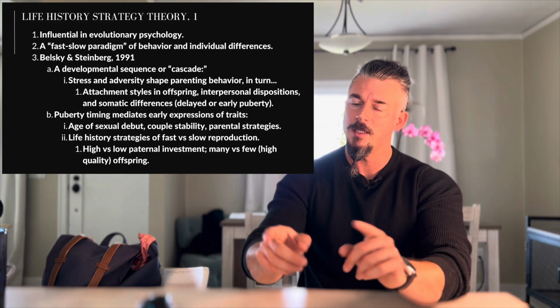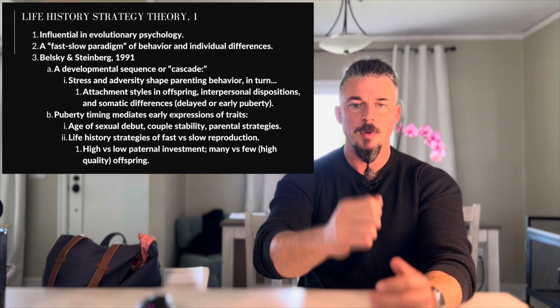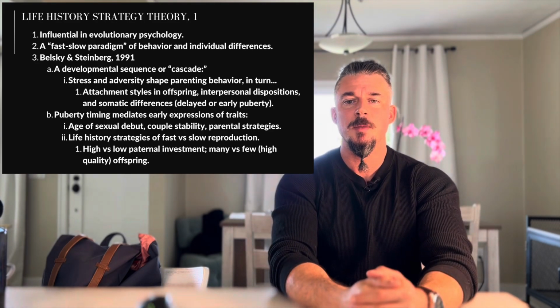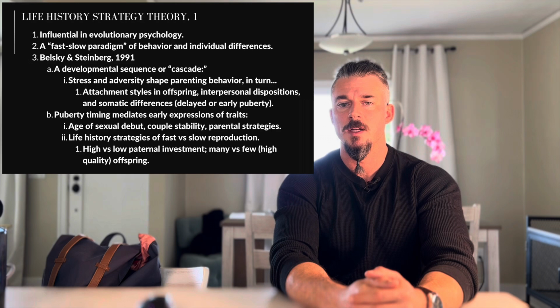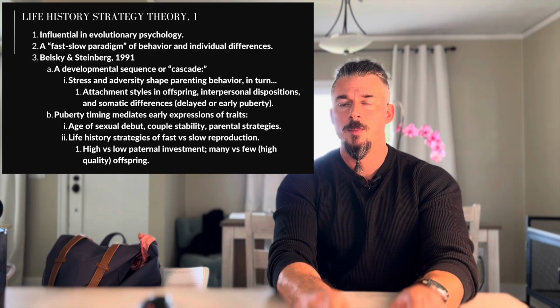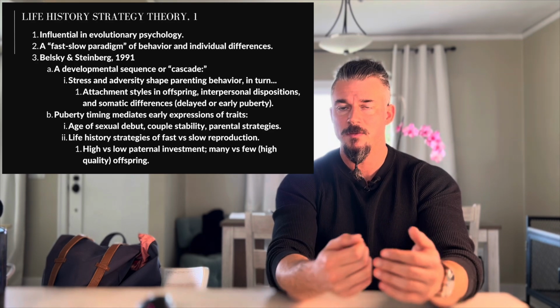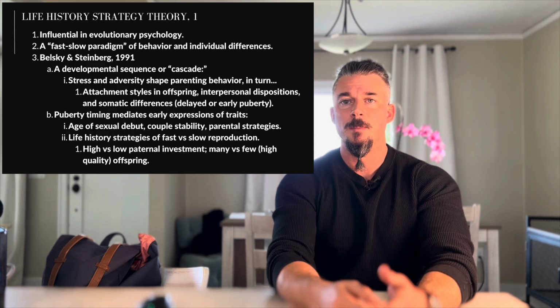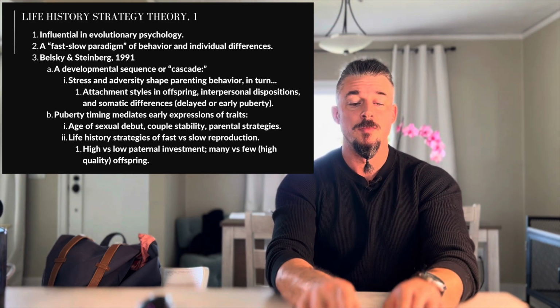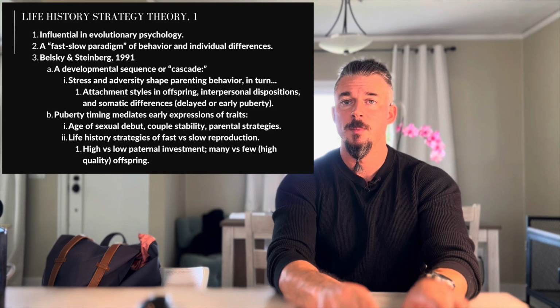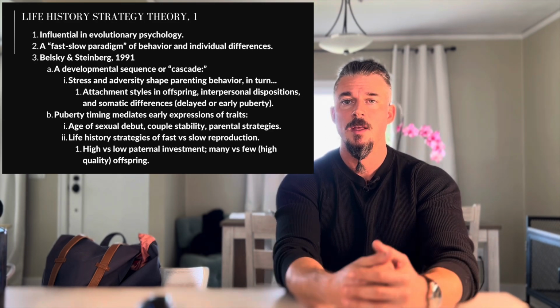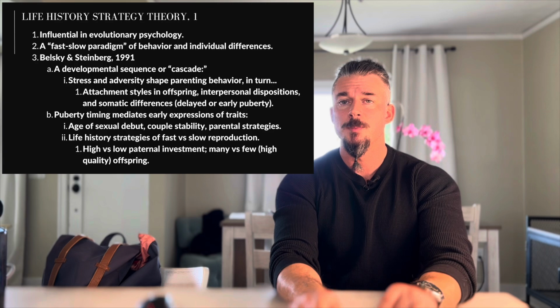We'll get into puberty timing at the end, so keep that in mind. We're looking at the basic one here. Puberty timing mediates early expressions of traits. So, earlier puberty onset, an earlier age of sexual debut, the age at first sexual intercourse, couple stability down the line. Do people form long-term stable relationships or many short-term relationships? They break up, they can't stay together. As well as parental strategies.